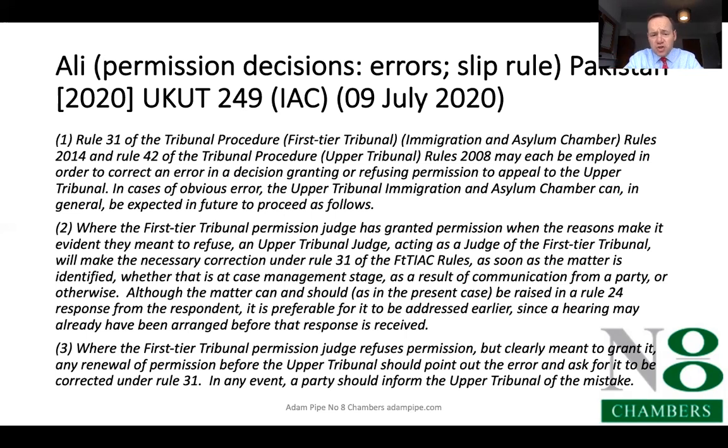3, where the First-tier Tribunal judge refuses permission but clearly meant to grant it, any renewal of the permission application before the Upper Tribunal should point out that error, and you should ask the Upper Tribunal to correct it under Rule 31 of the First-tier Tribunal procedure rules.